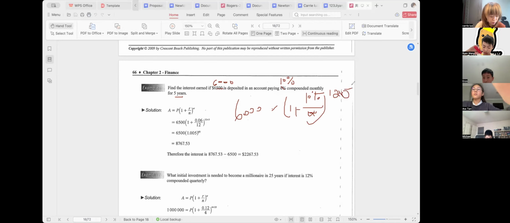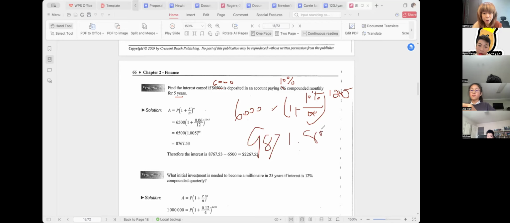But let's take a look at this one, just to give the calculator some time. So 10%, so it's 0.1 divided by 12 plus 1. Let's do this part first. So equals 1.0008333. So power xy 60 equals 1.645. So times 6,000. So the answer should be 9871.85. So we minus 6,000 equals 3,871. So that should be the answer.